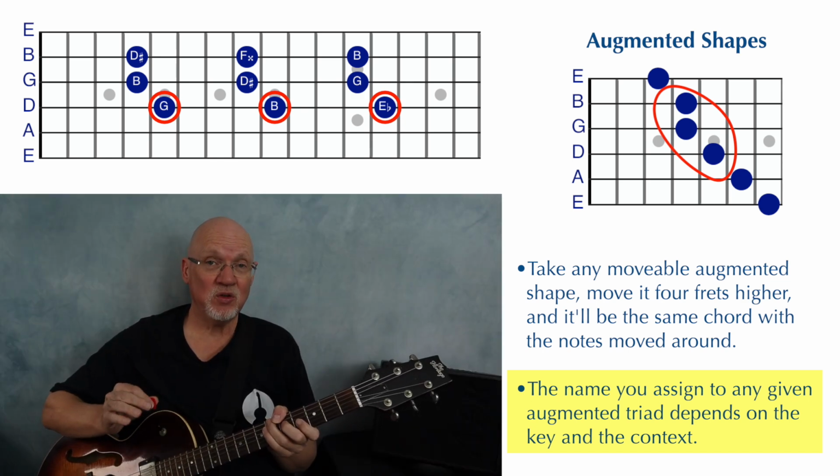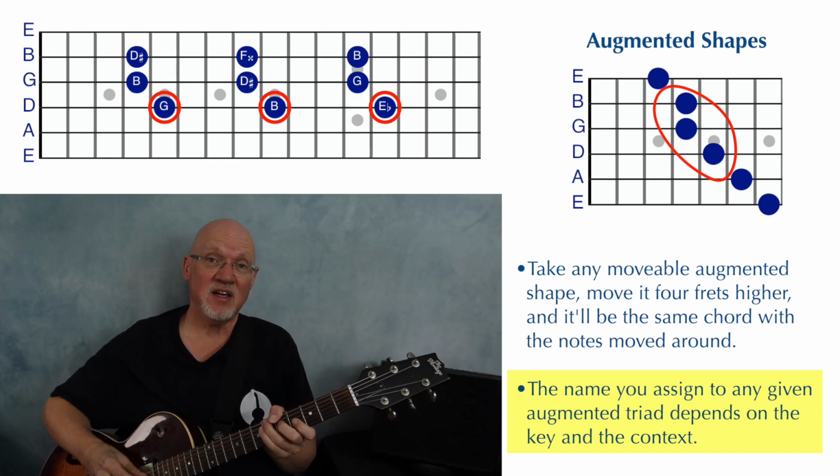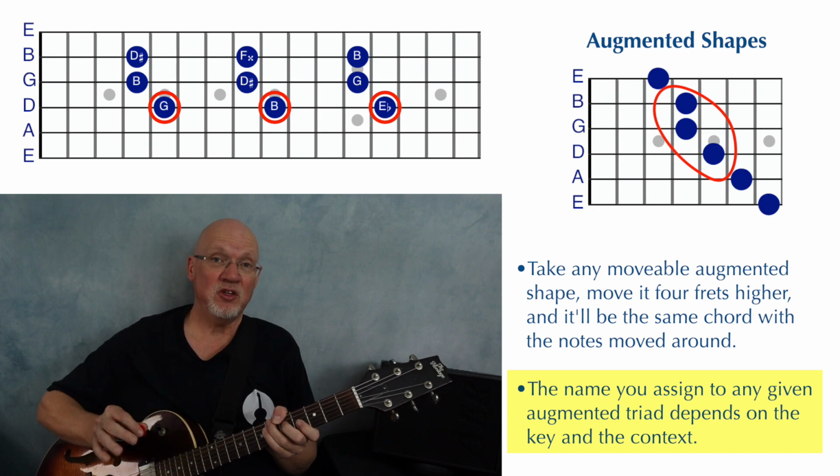And again, the name you give any of these shapes depends on the key and the way the notes are spelled, but you play them all the same way. To play those movable shapes, you need to know the names of the notes on the fretboard.